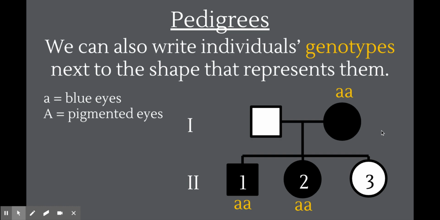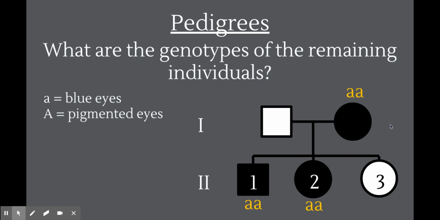Well, let's take a look at the other two individuals. And actually, before I spoil it for you, I'm going to ask you to pause the video for a few seconds and see if you can figure out what the genotypes of these two unshaded individuals are, and then after a few seconds, I'll tell you how to do it.